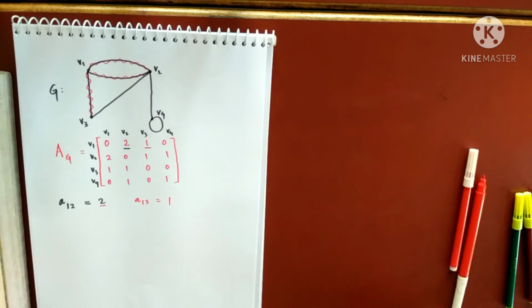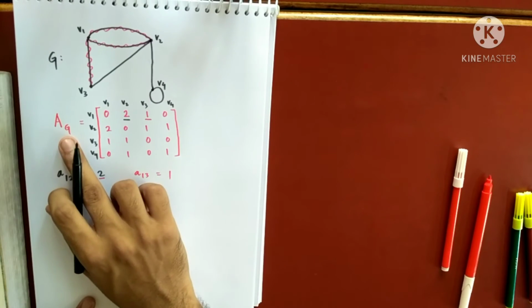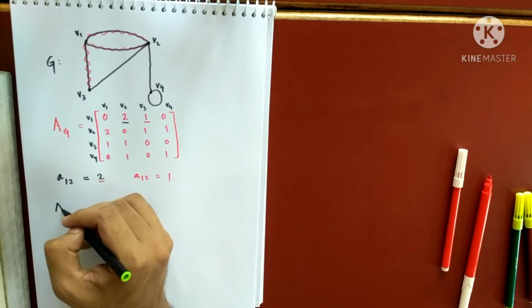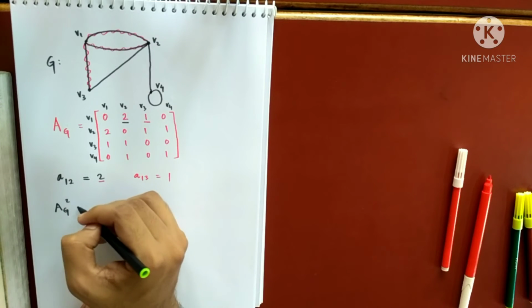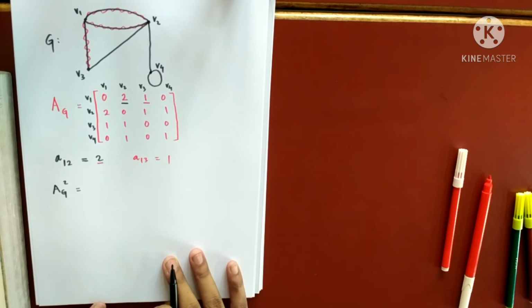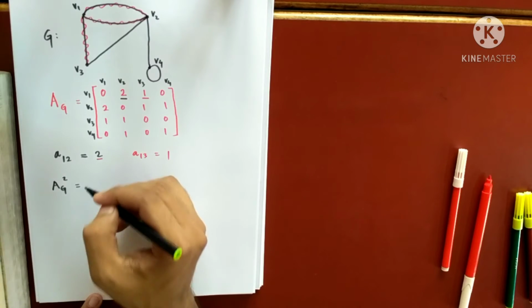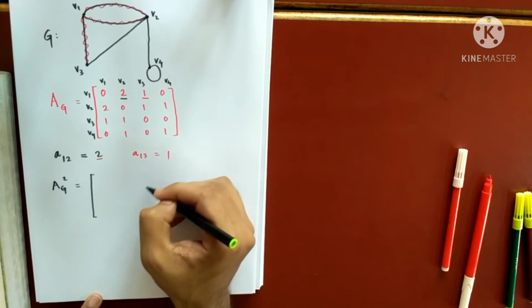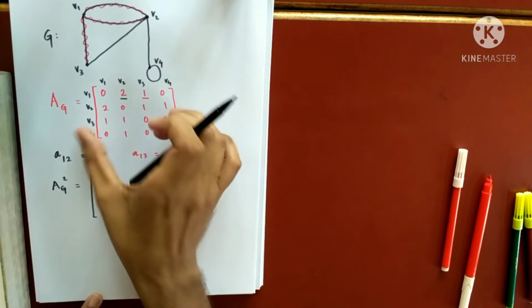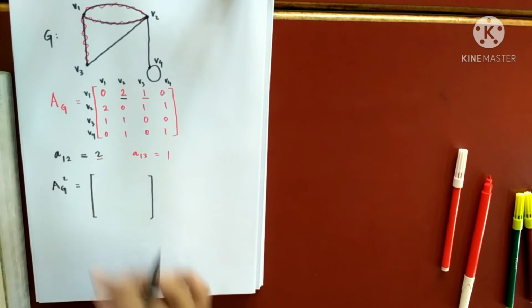Now let's find the square of this matrix. That means AG square. So by matrix multiplication, AG square stands for AG into AG, right? So this is your task. Please multiply AG with AG and tell me what are the entries that are coming. Be very quick.